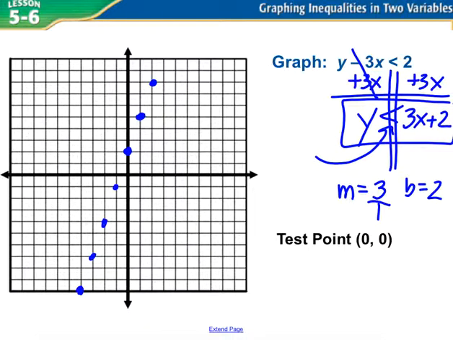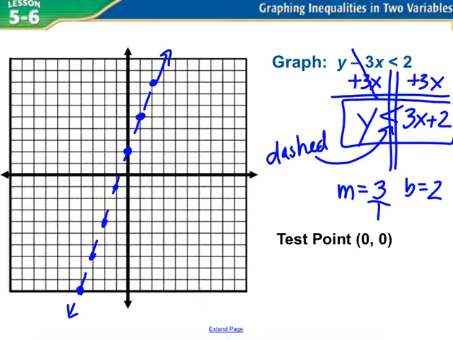Before you connect those points, check out your inequality symbol. It's a less than symbol, meaning we need a dashed line. So I'm going to connect these points with a dashed line. Make that obvious.